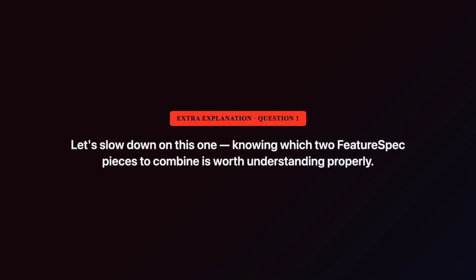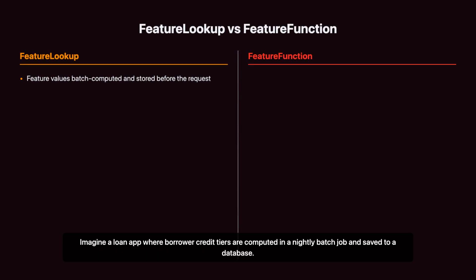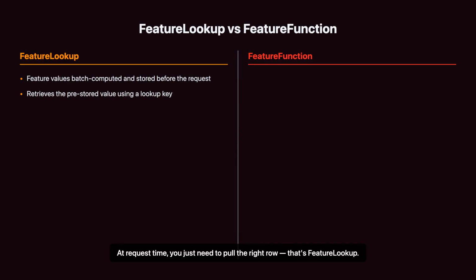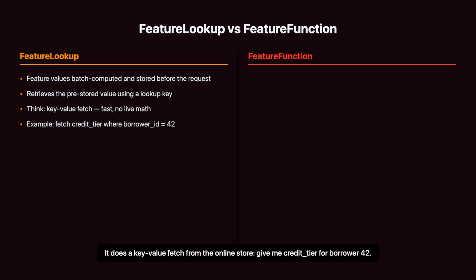Let's slow down on this one. Knowing which two feature spec pieces to combine is worth understanding properly. Imagine a loan app where borrower credit tiers are computed in a nightly batch job and saved to a database. At request time, you just need to pull the right row. That's feature lookup. It does a key value fetch from the online store. Give me credit_tier for borrower 42.